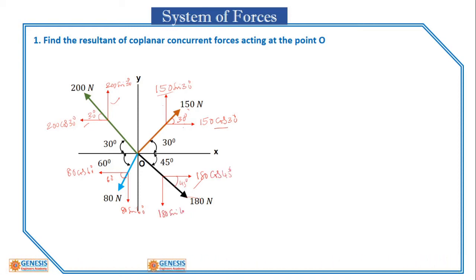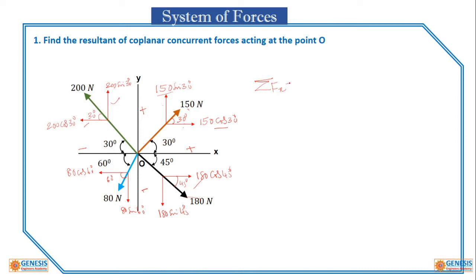Now we have to apply the sign conventions. This is the positive x-axis, this is the negative x-axis, this is the positive y-axis, this is the negative y-axis. If the direction of the forces is upwards, then you can take it as positive. Now we will find the sum of the horizontal, or x-axis, components.